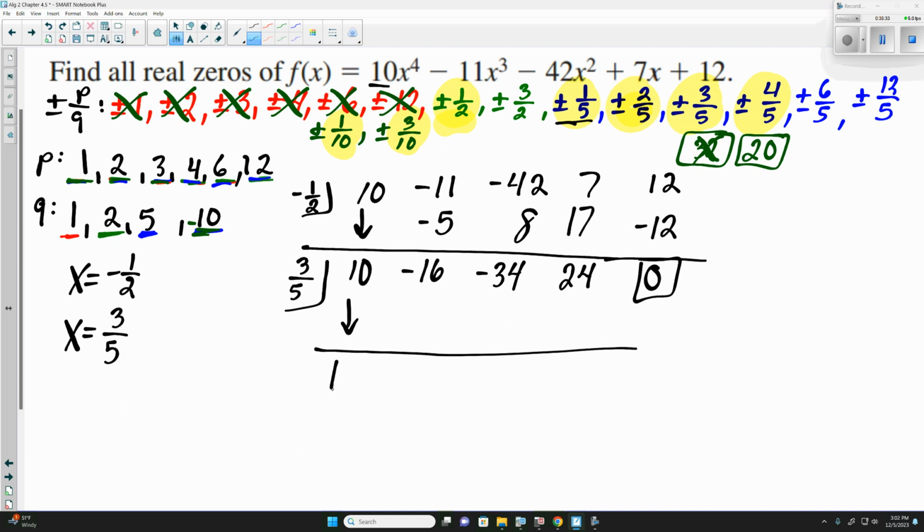Bring down the 10. And we're going to do this again. And especially with 3/5, I would highly advise doing some of these calculations in a calculator, because 3/5 times 10 is 6. Negative 16 plus 6 is negative 10. Negative 10 times 3/5 is negative 6. Negative 34 plus negative 6 is negative 40. 3/5 times negative 40 is negative 24, and 24 plus negative 24 is 0.